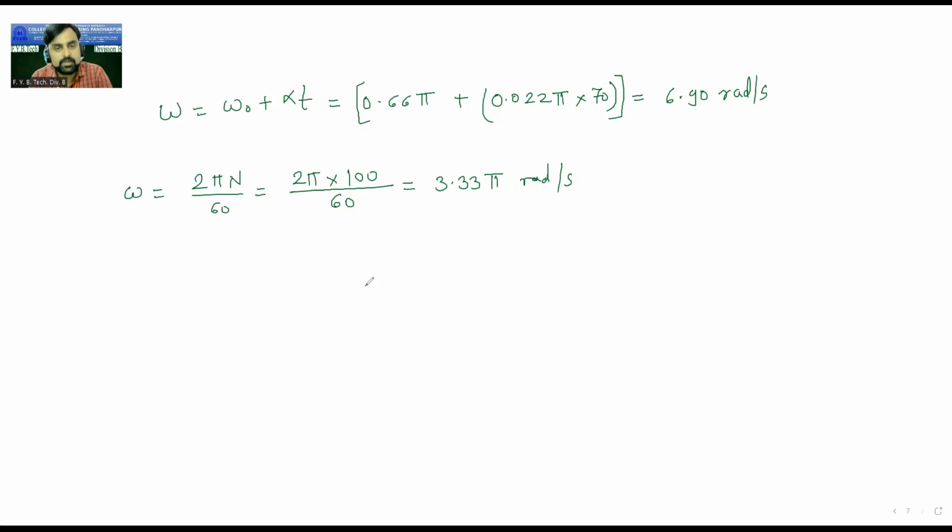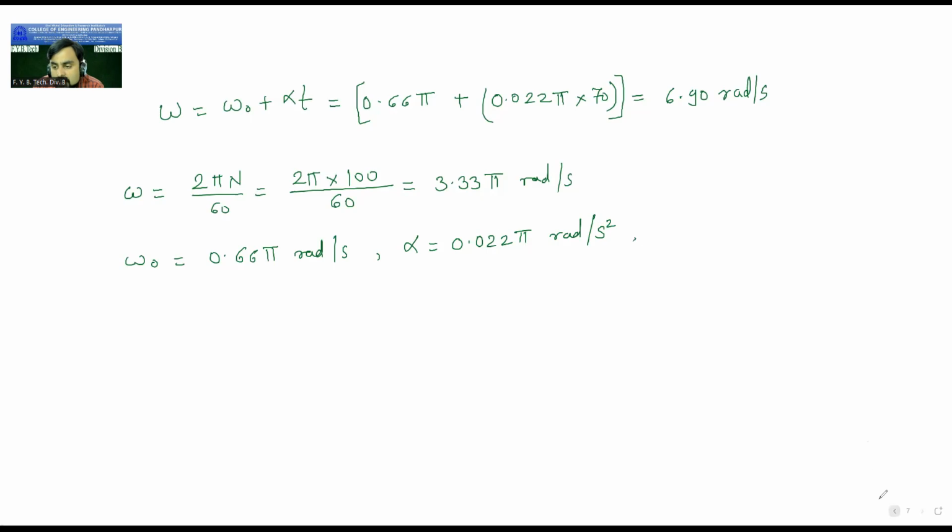Okay. So now what is the initial velocity? Initial we have already calculated. The initial velocity was omega 0 is equal to 0.66 pi radian per second, and alpha, that is the acceleration, 0.022 pi radian per second square.